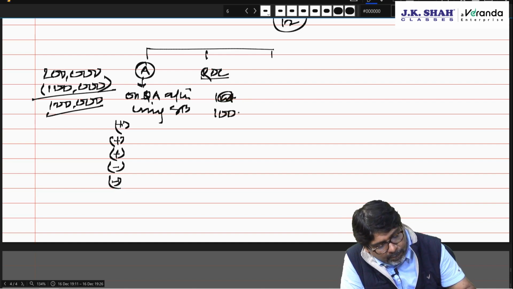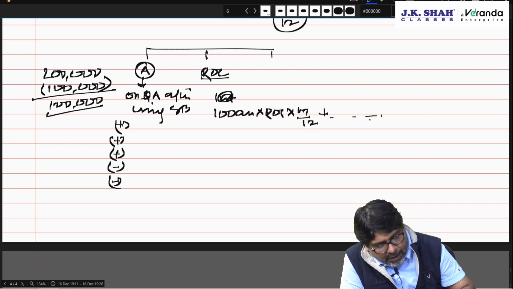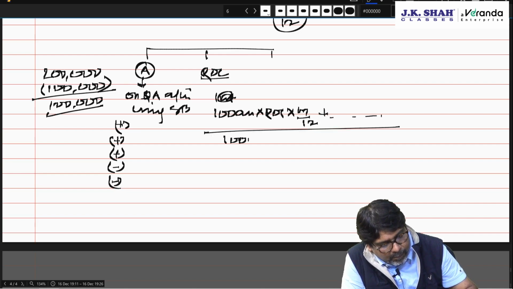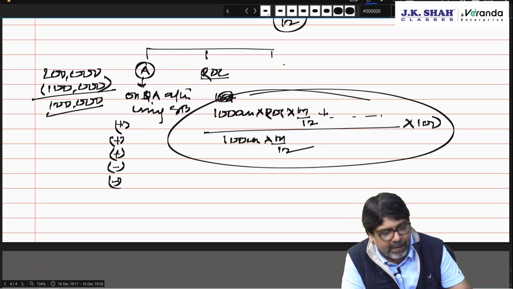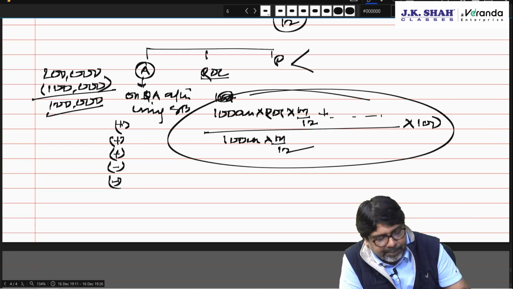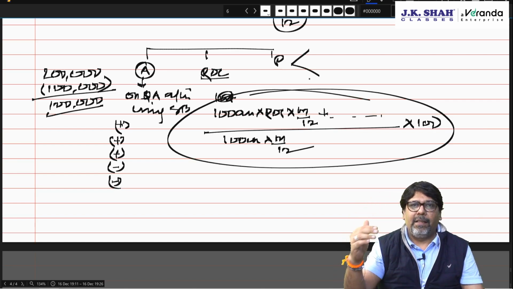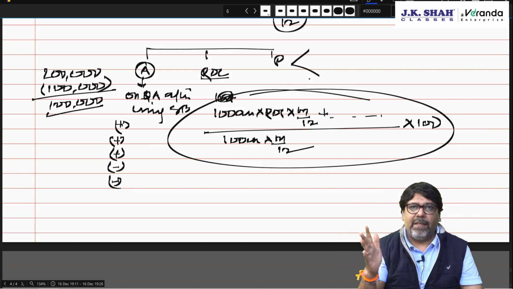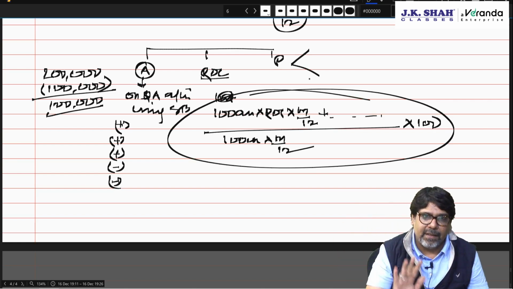Loan into rate of interest into months by 12, plus same thing, loan into months by 12 into 100, you will get the capitalization rate. The capitalization period is the later of commencement of expenses incurred or year starting, and the earlier of cessation or year end.